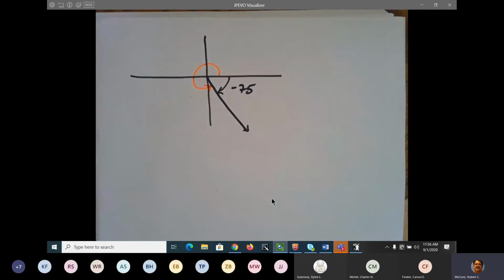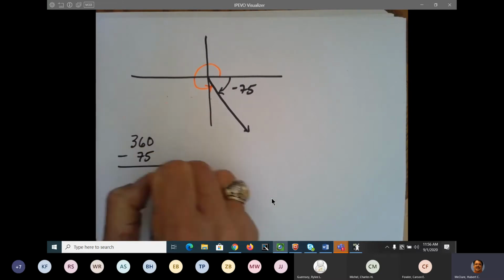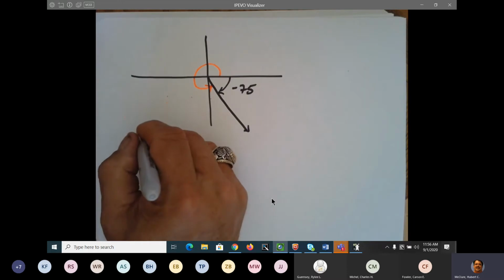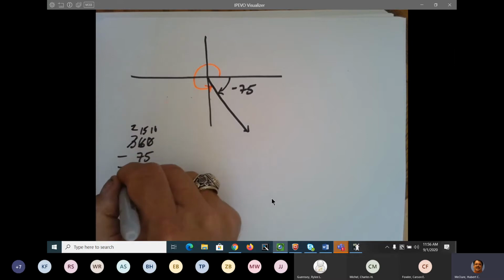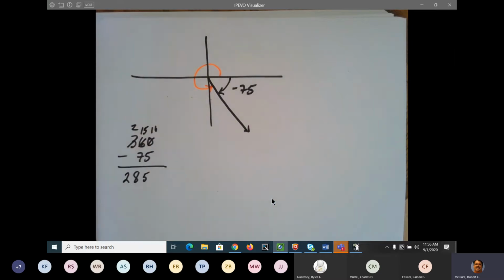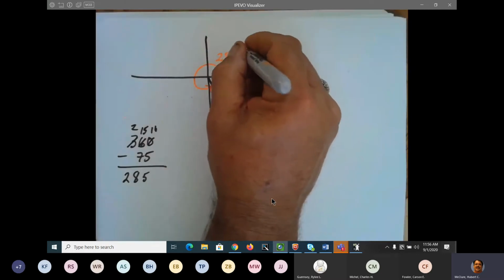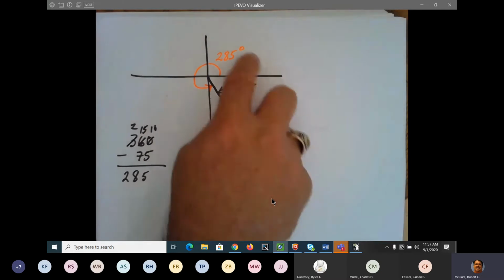So in this case, it's real easy. You just take 360 minus 75 degrees. And that's going to be 10, 5, that'll be a 15, and an 8, and a 2. So that orange angle is 285 degrees. Now this one has application. But in the real world, you would not turn 75 degrees, you would turn 285.